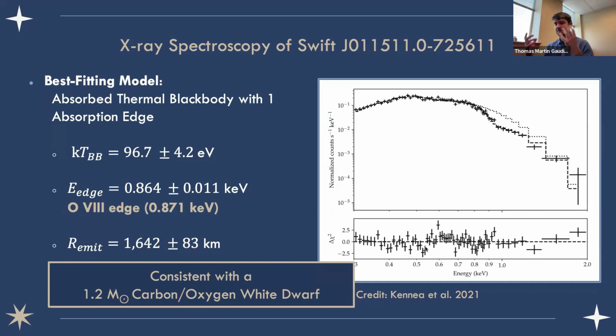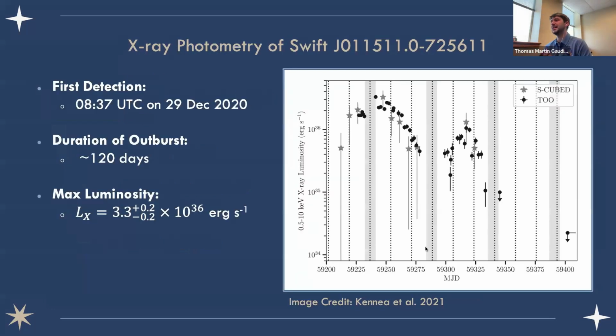So the other piece of the pie is to try and examine how the system is going to change over the course of its outbursts. And again, we see a very uniquely structured light curve. This source was first detected by an S-cubed observation on the 29th of December 2020. Again, this outburst continued for many months. It was detected for over 120 days before finally decaying below the detection threshold of Swift.